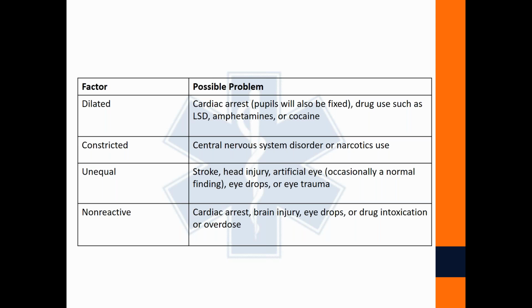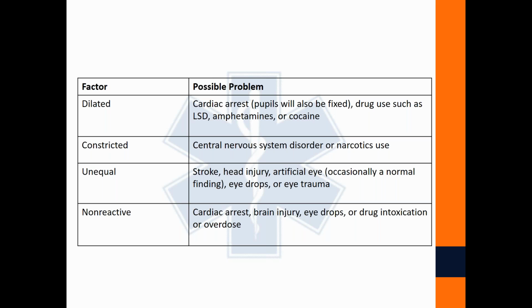So constricted pupils, we already hit that pretty good. We're talking some sort of central nervous system disorder or some form of central nervous system depressant use. So think things like opiates, even alcohol to a certain degree, but alcohol doesn't normally cause much pupillary change until we're talking ridiculous amounts and doses.